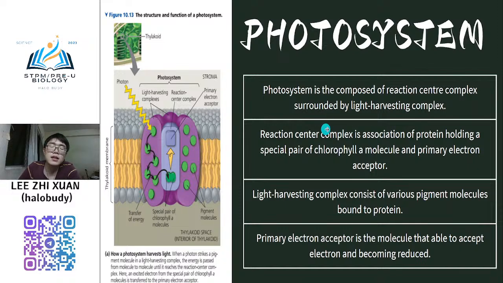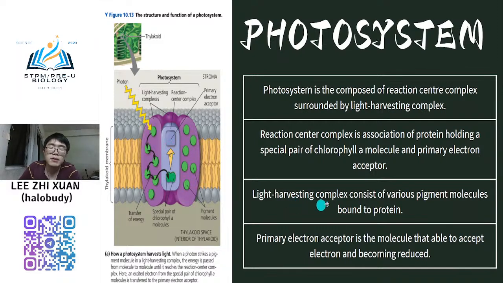So actually, this complex is very important in photosynthesis, in the light-dependent reaction. So how do they play the role? Normally, the reaction center complex is an association of proteins holding a special pair of chlorophyll A molecules and also the primary electron acceptor. So this one acts as the primary electron acceptor.